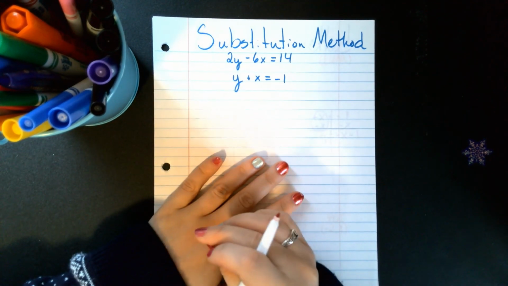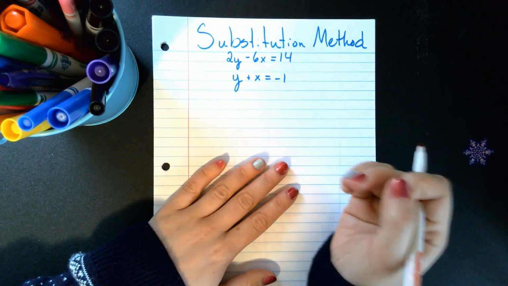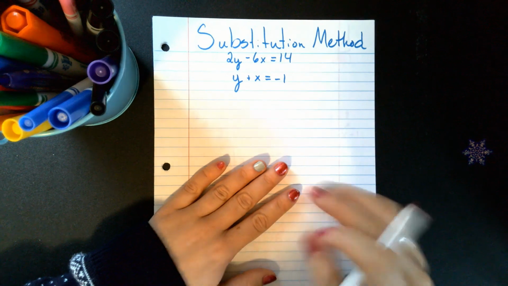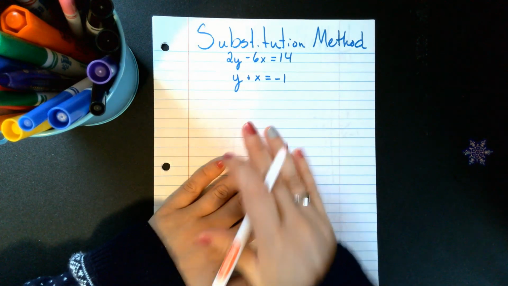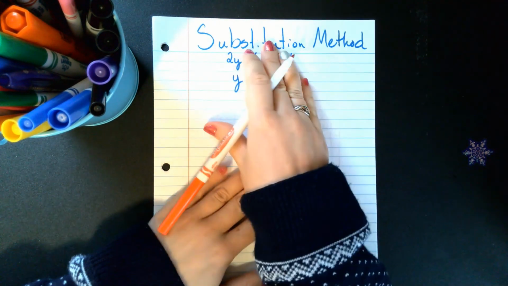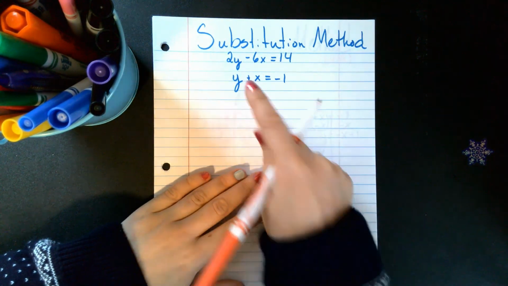So the substitution method means that I only need to change one of these two equations into y equals mx plus b. Because what I'm going to do, and I will show you in just a second, is substitute whatever variable I isolate into here. That sounds a little confusing, but trust me, it'll make more sense once I get going.